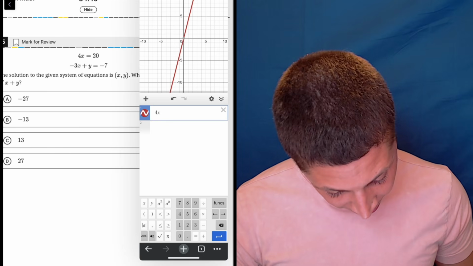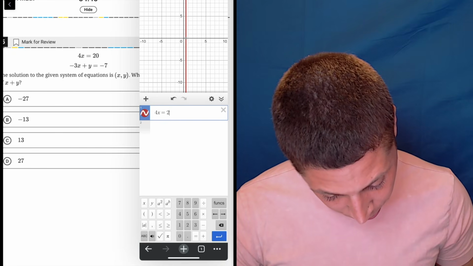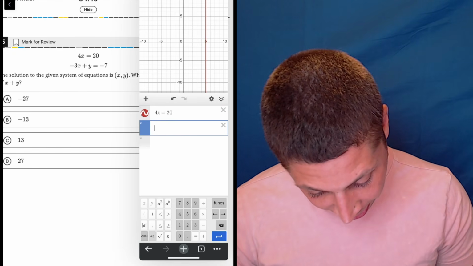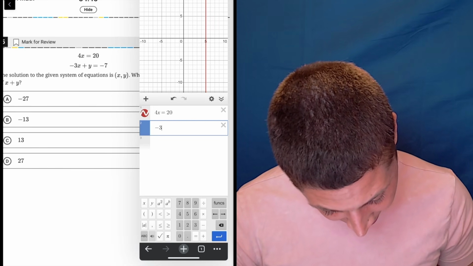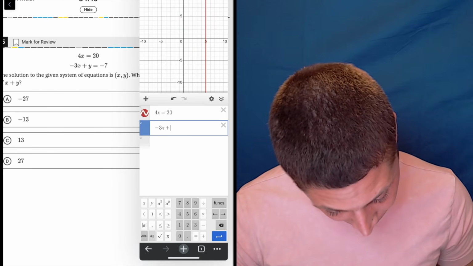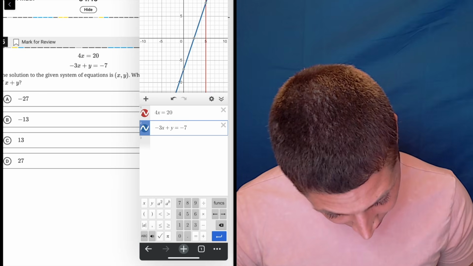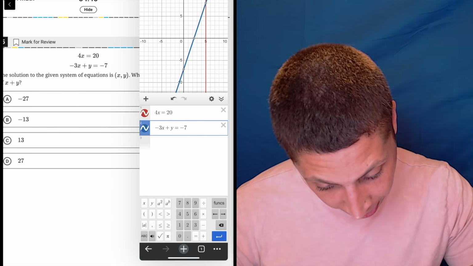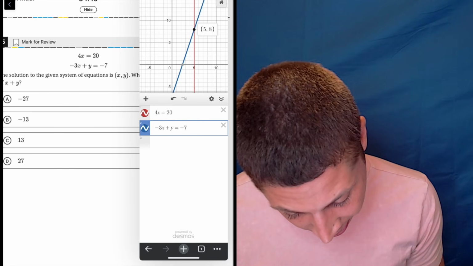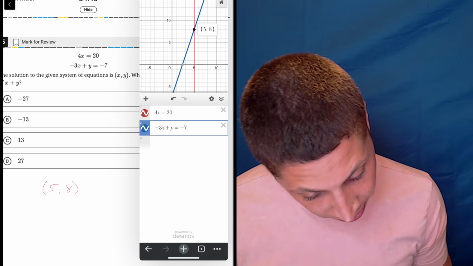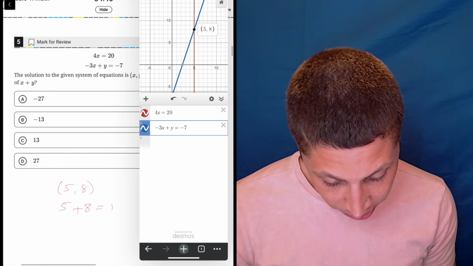4x equals 20. And then negative 3x plus y equals negative 7. Okay, so it's graphing it, and you can see my point of intersection is 5, 8. So what is the value of x plus y? That'd be 5 plus 8 is 13.